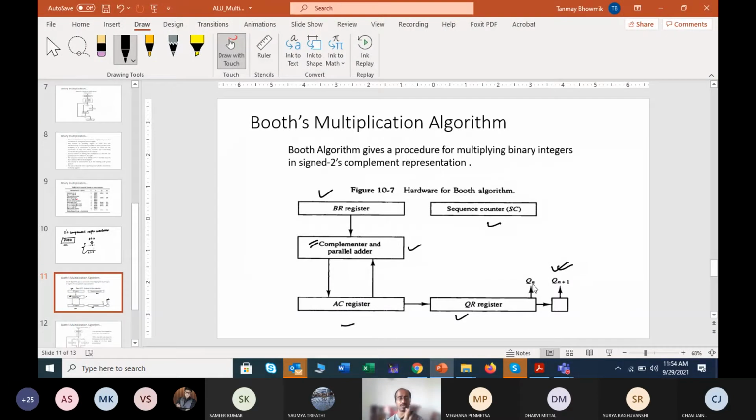If you are getting a 0, you are not taking the multiplicand, you are simply taking the 0. So you are directly shifting. So these things were done previously. Now we are actually adding one more bit towards the right of this Qn. So we will gradually move towards the right side.